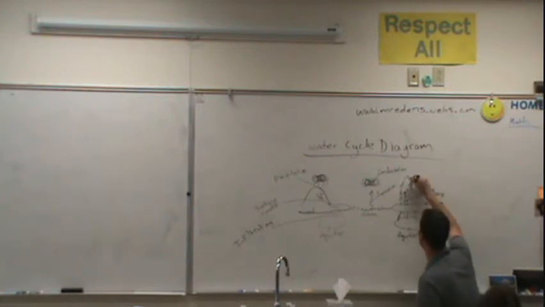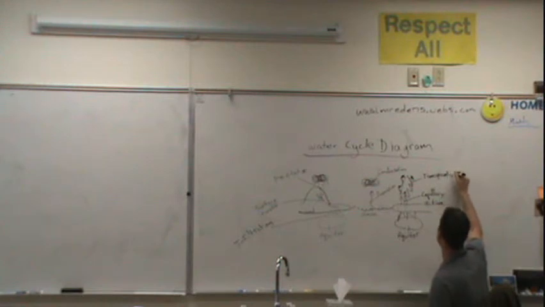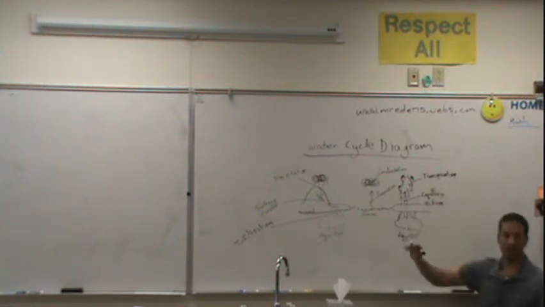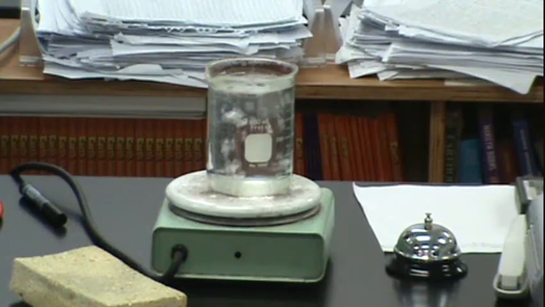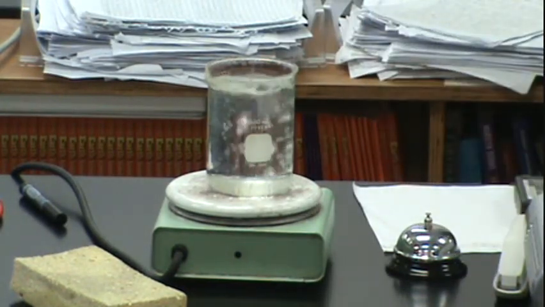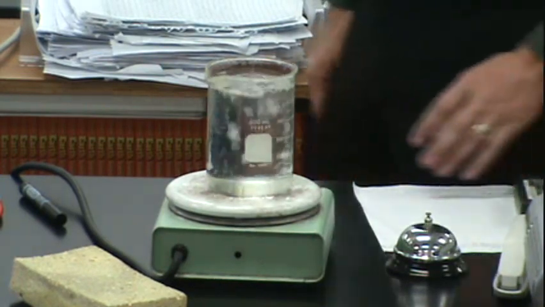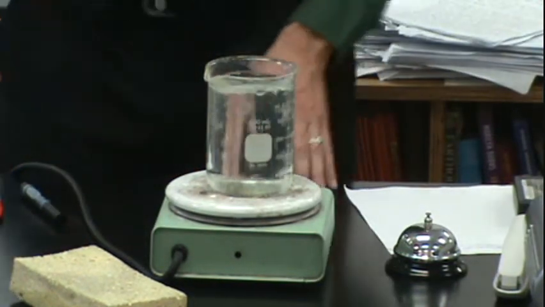So I'm going to draw those squiggly lines with arrows. Transpiration. Make sure you have all that. It's all done. Now, I'm going to show you the water cycle. I'm going to show you. Here's what's going to happen.